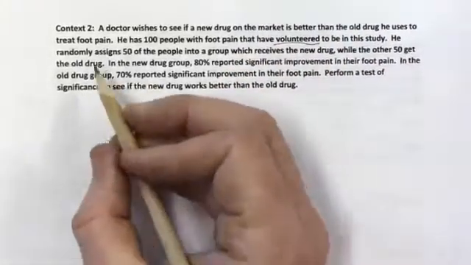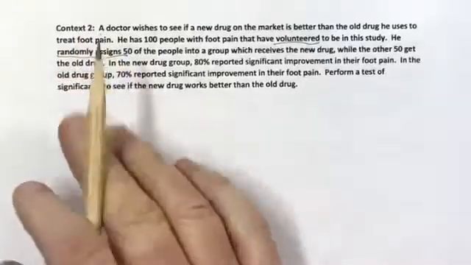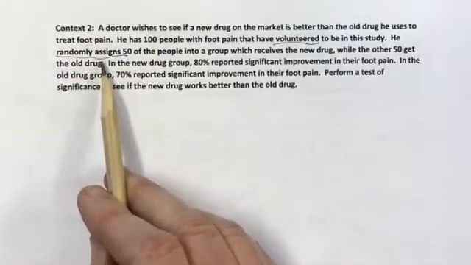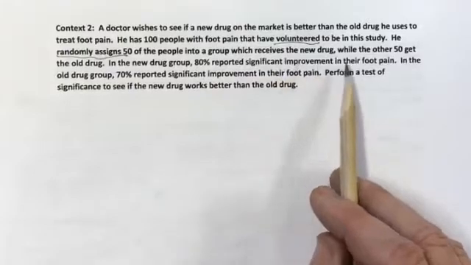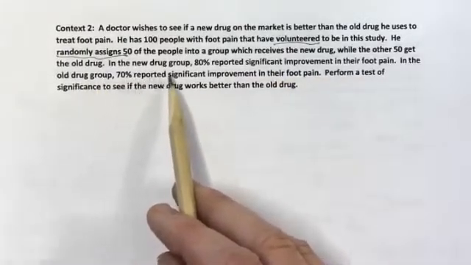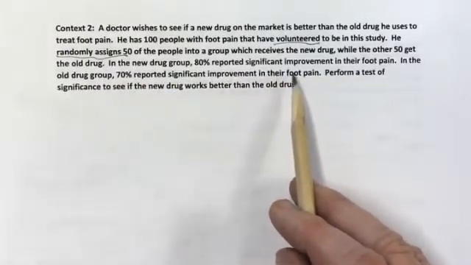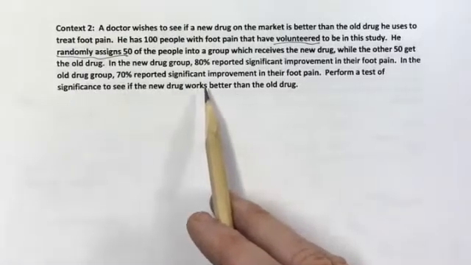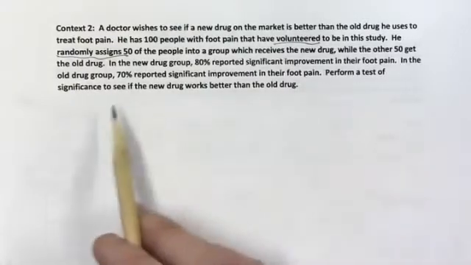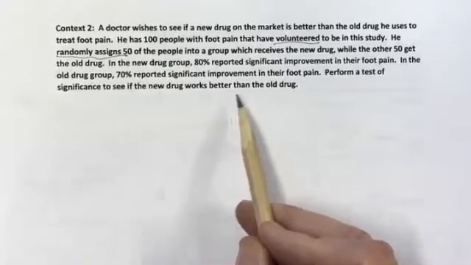All right, so he randomly assigns. He didn't randomly select them. He randomly assigned them. In other words, we got an experiment here. 50 of the people go into a group that receives the new drug, while the other 50 get the old drug. In the new drug group, 80% reported significant improvement in their foot pain. In the old drug group, 70% reported significant improvement in their foot pain. Perform a test of significance, see if the new drug works better than the old drug.